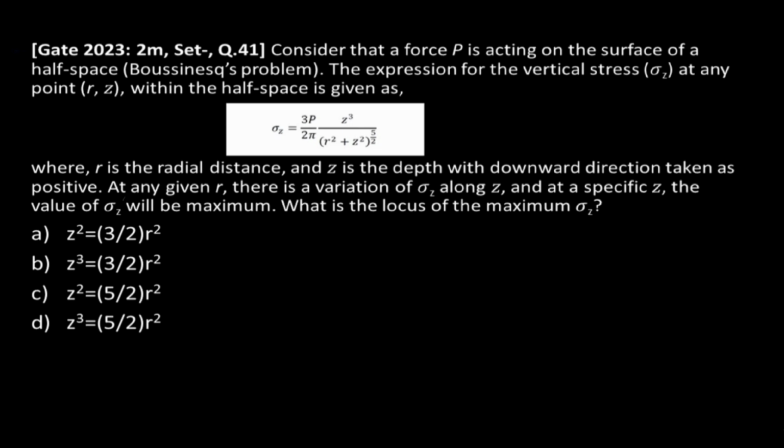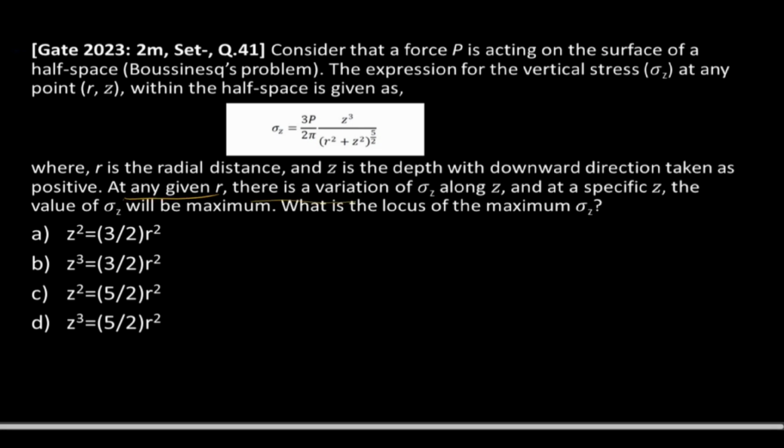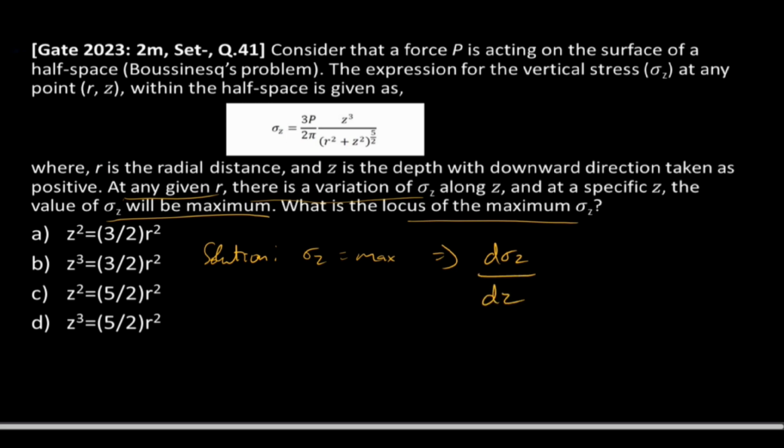at any given r where there is a variation of sigma z along z. At a specific z, the value of sigma z will be maximum. So what is the locus of maximum sigma z? So if sigma z should be max, then we should consider d sigma z by dz, which will be equal to minimum, that is 0.